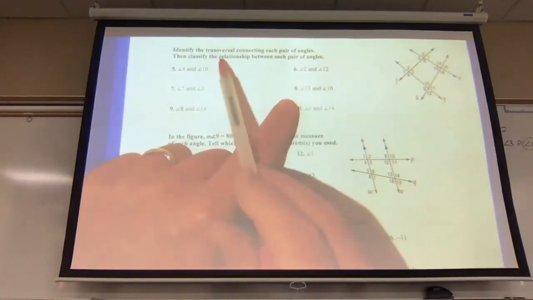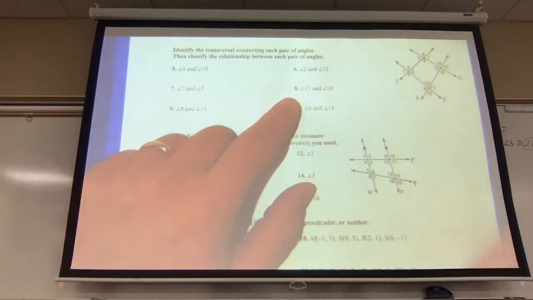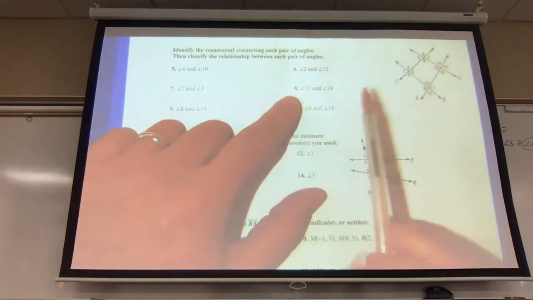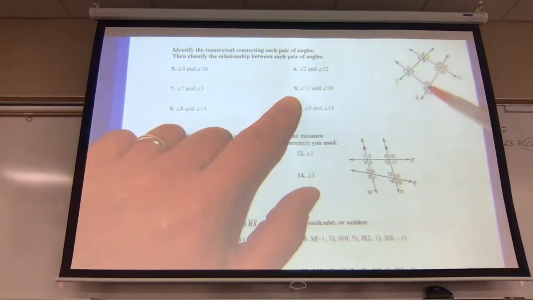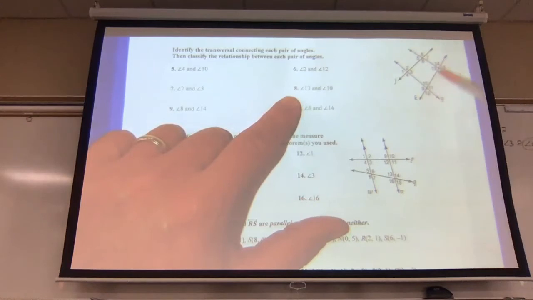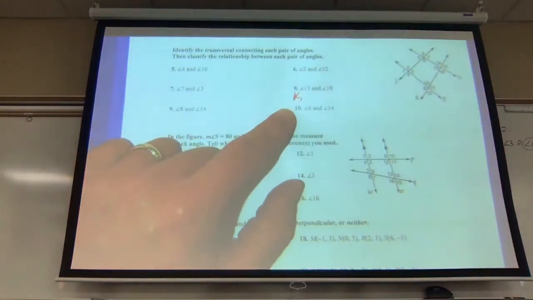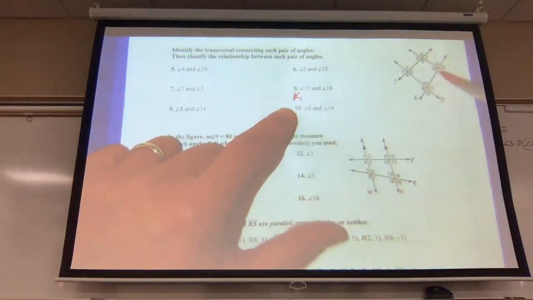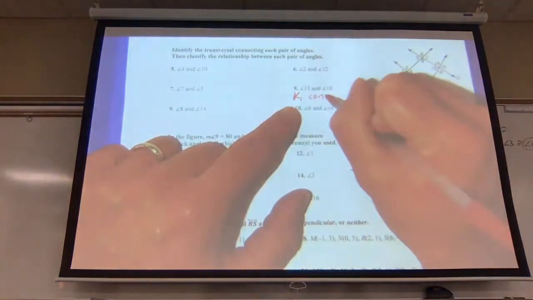On this one, they want us to identify the transversal connecting each pair of angles and then classify the relationship between them. That's where we're going to use our special angle names. 13 and 10, if I look at 13 and 10, those 2 are right here. Now, first thing I want is the transversal. The line that goes through both angles 13 and 10 would be line K. So that's going to be our transversal. That's our first answer. And then the kind of angles 13 and 10 are, they're both inside the 2 lines being intersected. And they're on the left-hand side of the transversal. That makes them consecutive interior.